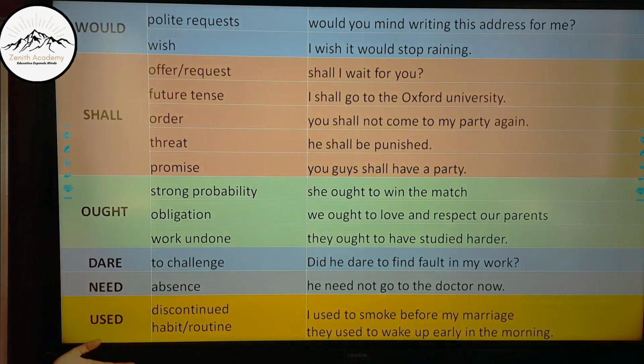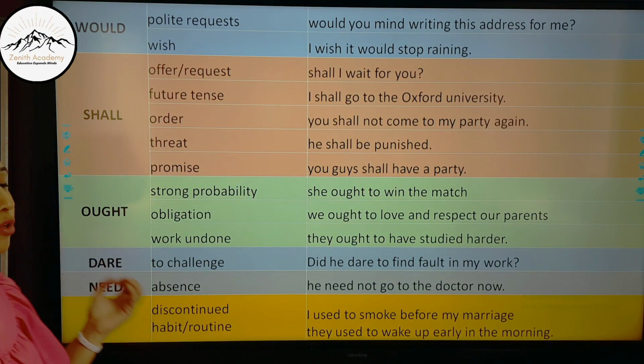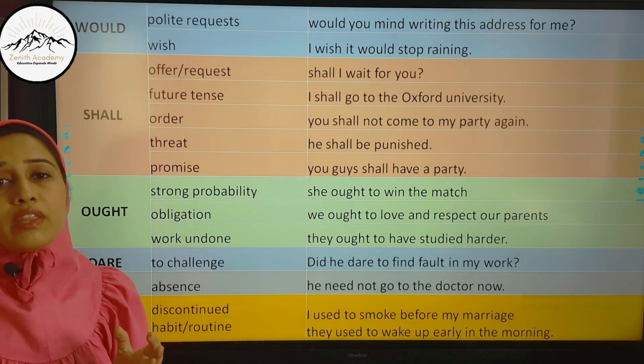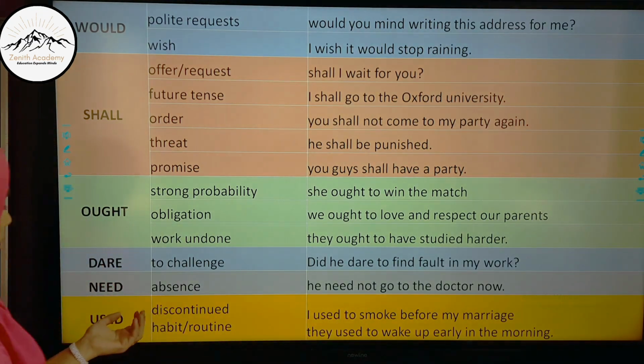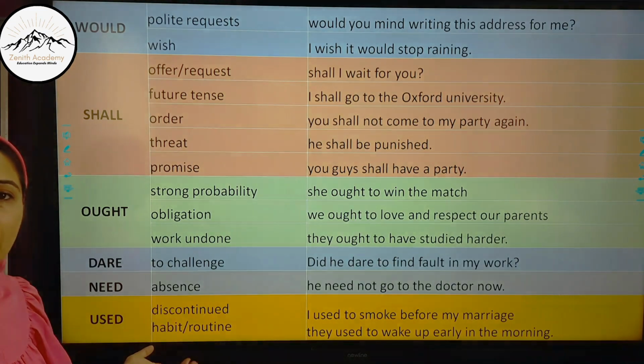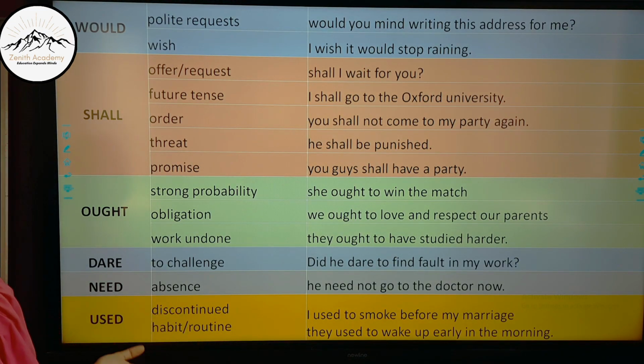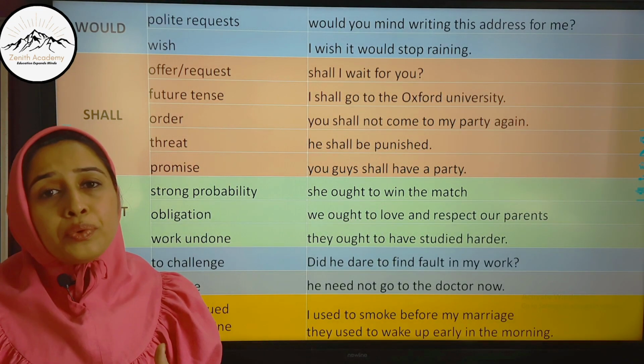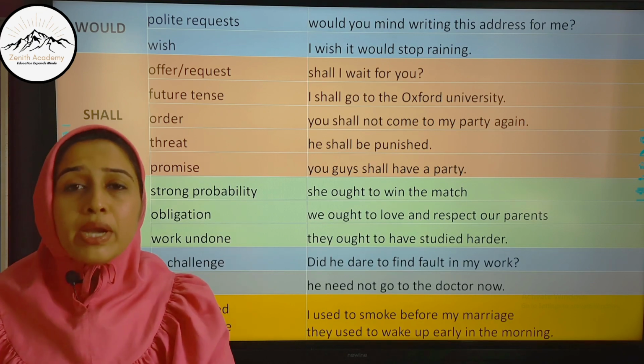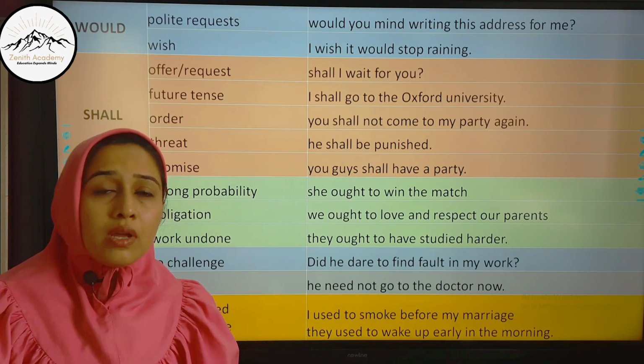The last modal auxiliary is used. Used is mostly used along with the word to. It is used to show discontinued habit or discontinued routine. Means something that you were used to doing and now you are not doing. So the habit or your routine is discontinued.